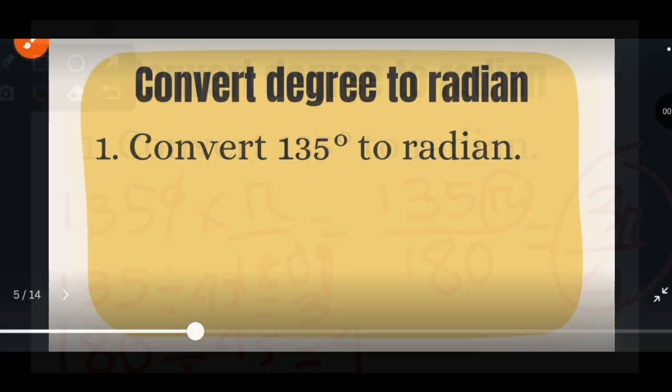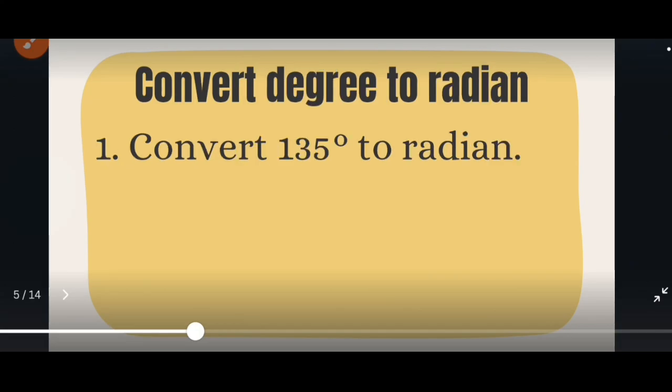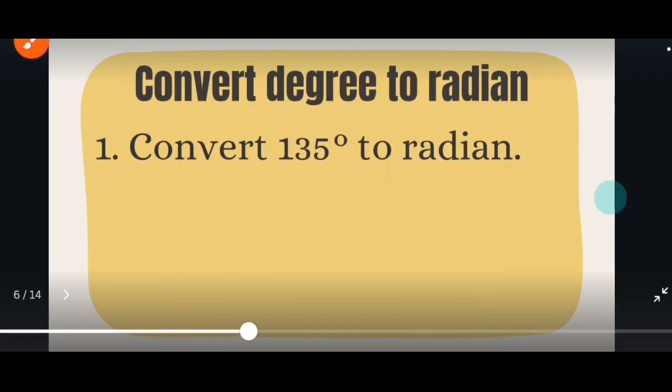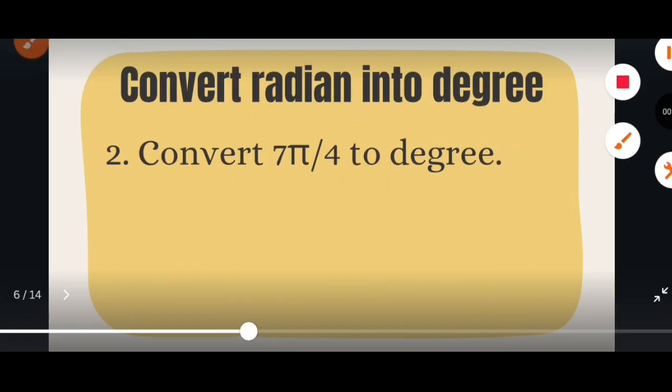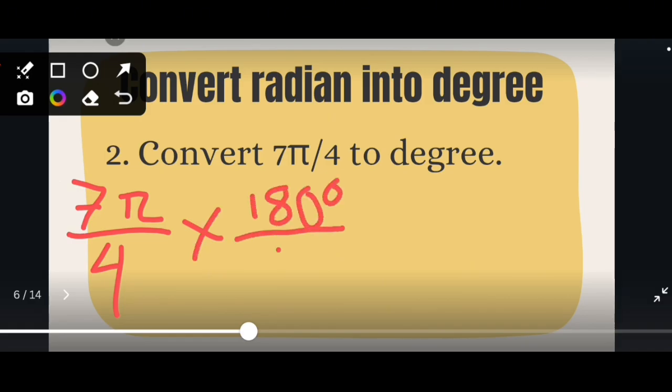And now, this time, we will do the opposite. We convert now the radian into degree. Our second problem is convert 7 pi over 4 to degree. And the formula we will use is radian measure multiplied by 180 degrees over pi. So, let's answer the problem. 7 pi over 4. Then, yung formula natin na 180 degrees over pi.